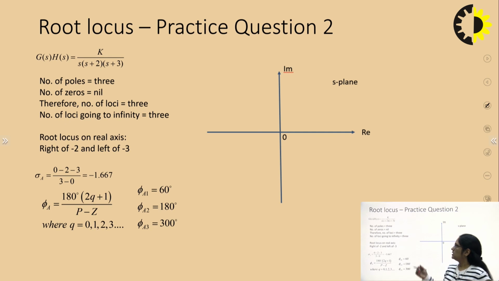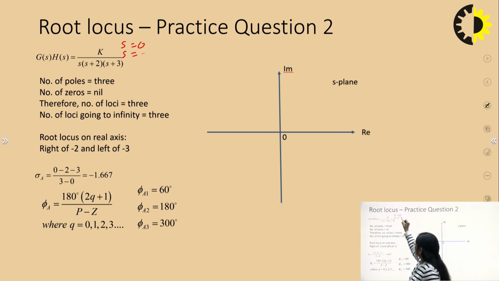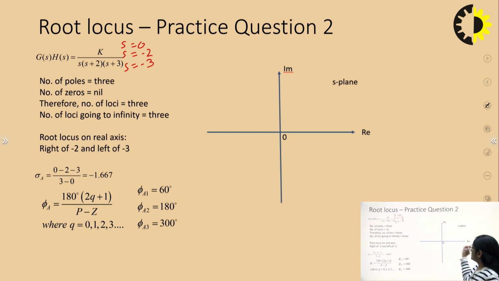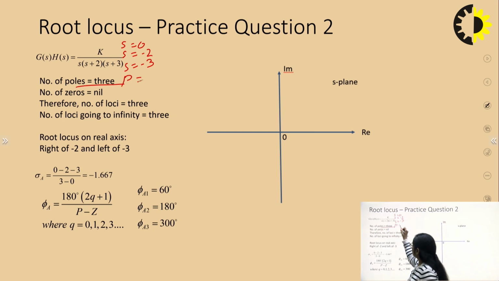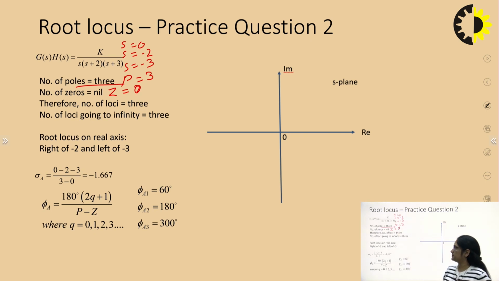So, to start with, the number of poles here is 3. That means S is equal to 0, S is equal to -2 and S is equal to -3. So this is the S plane, the real axis and the imaginary axis, where we will plot the root locus. Number of poles is 3, that means the value of P is 3, whereas the value of Z is 0, as we don't have any zeros in the system.